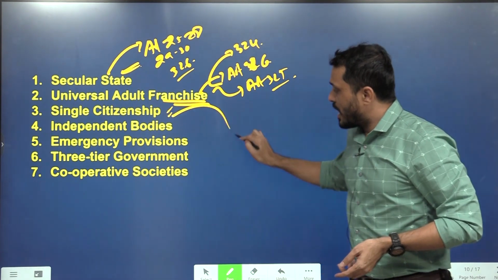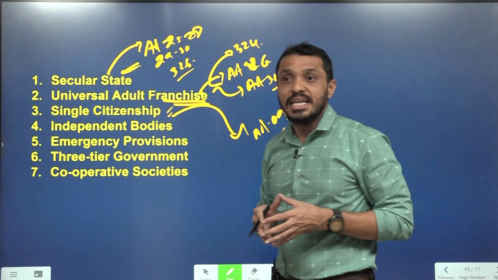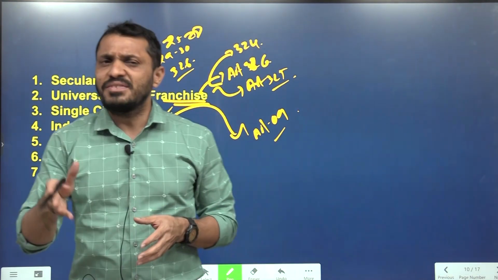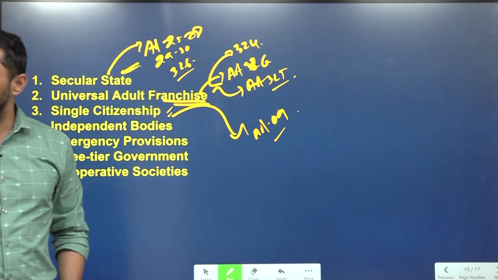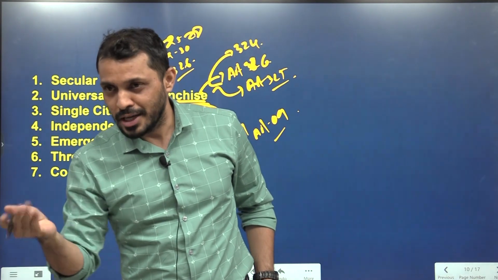Next, single citizenship. Article 9 of the Indian Constitution discourages dual citizenship. We even discussed it in Article 102. What does Article 102 deal with? Say something. Budgets? Okay, very good.